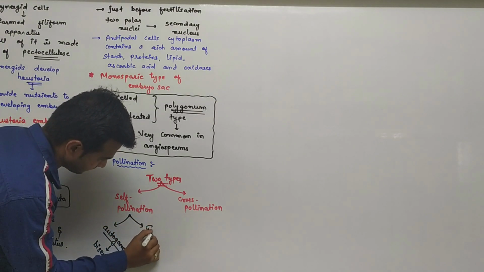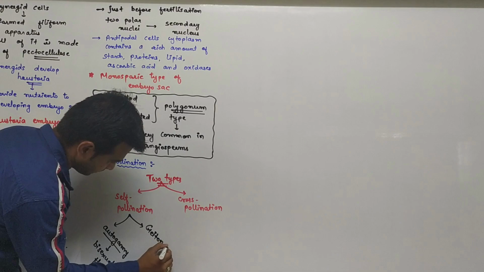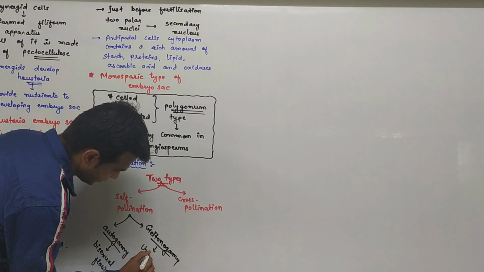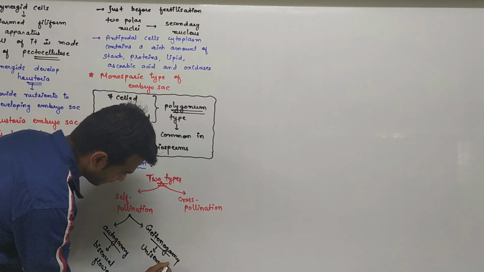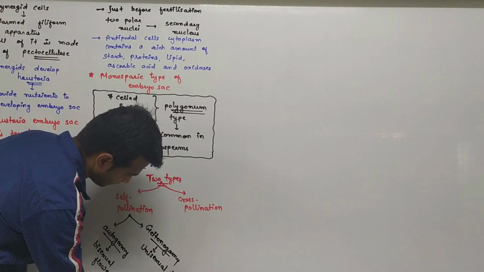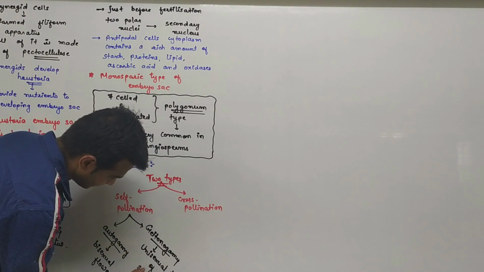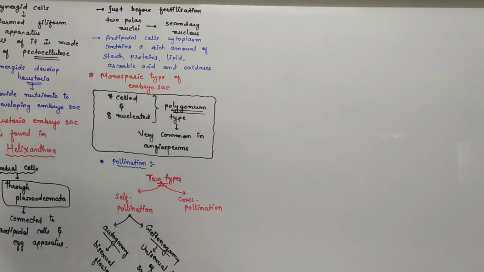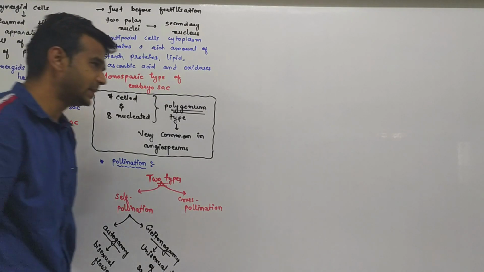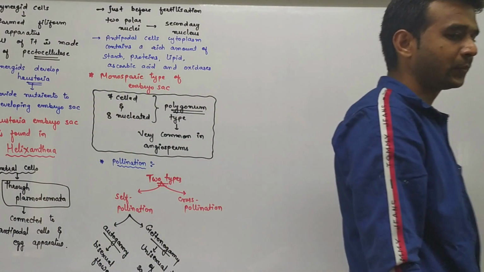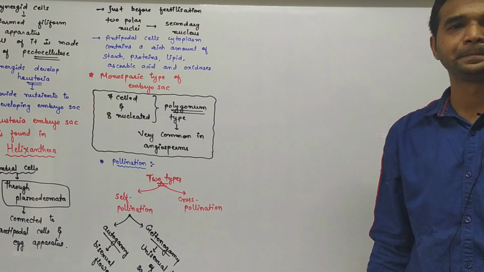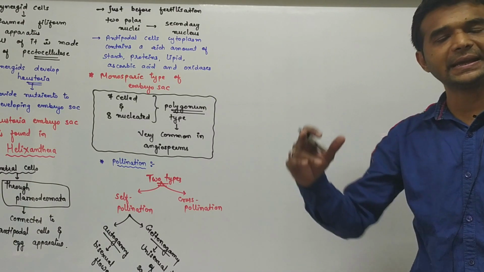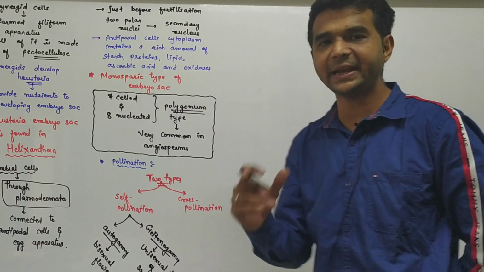Then geitonogamy: unisexual flowers of the same plant. Two different unisexual flowers are present at different places on the plant. So in one plant, two different flowers are there, and pollination between them is known as geitonogamy.